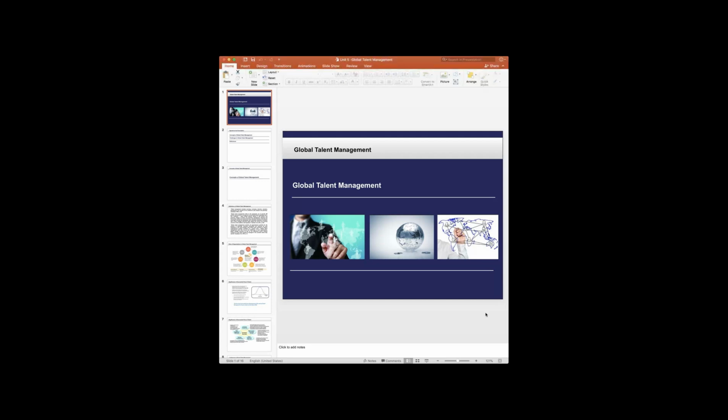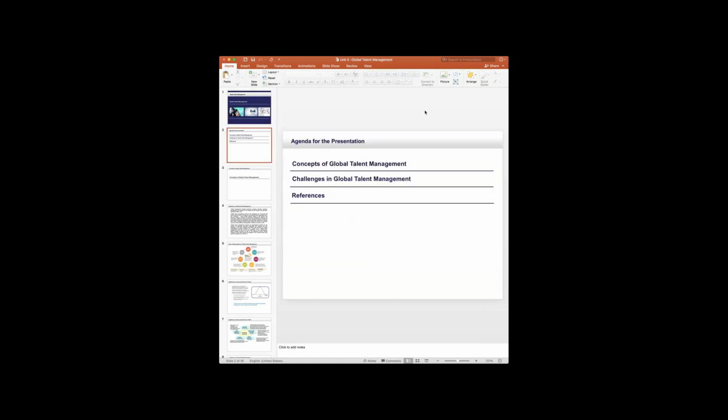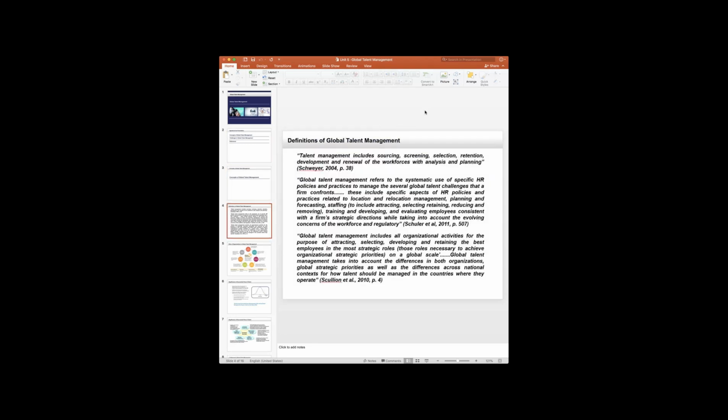Okay, so going on to the presentation. There are three things that we look at. First would be the definition of how we define global talent management. The second part is some of the concepts. And lastly, the key challenges with regards to talent management in the 21st century. Yeah, sounds fine to me. Okay, so let's look at talent management.